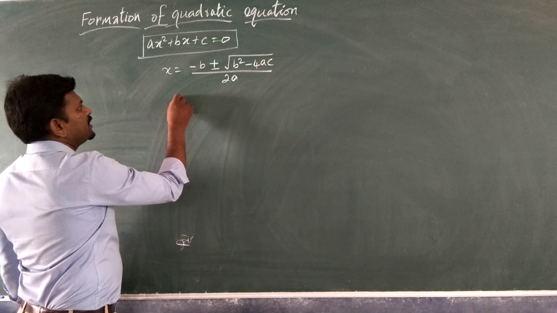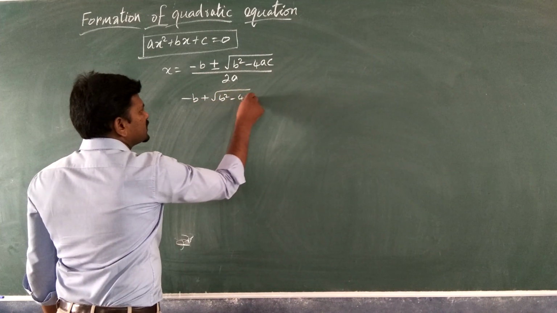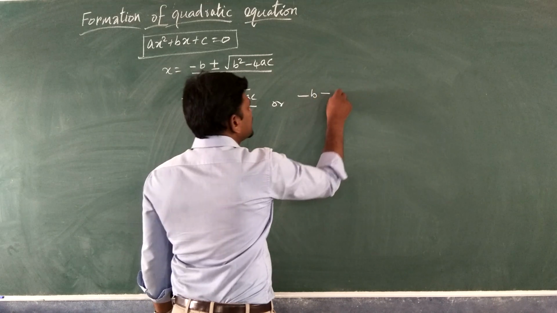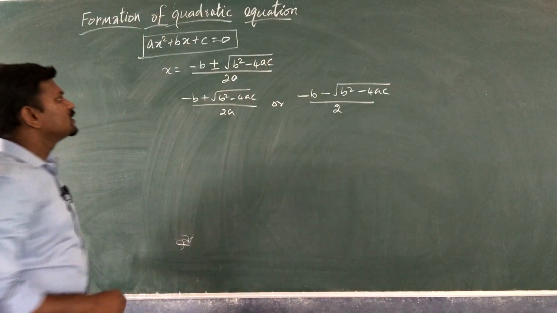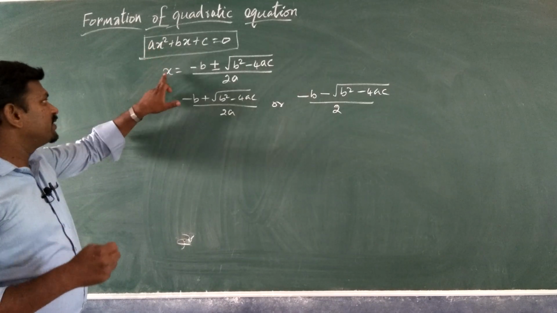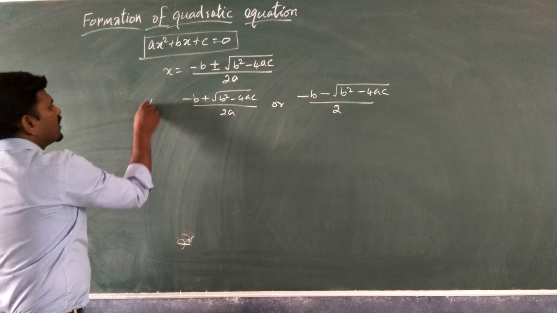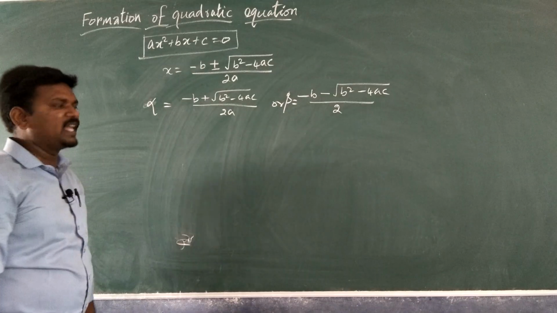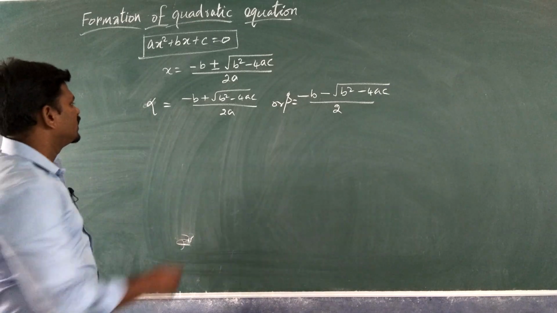One is x may be minus b plus square root of b square minus 4ac by 2a, or x may be minus b minus square root of b square minus 4ac by 2a. So when we solve the quadratic equation, we will get two values for x. Let alpha and beta be those two values. Let us find the sum of the roots.